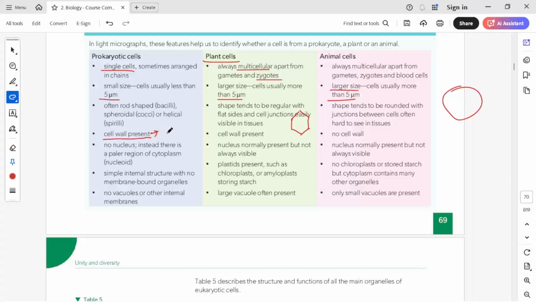So in prokaryotic cells, a cell wall is present, which is made up of, I hope you remember, peptidoglycan. Plant cells also have a cell wall which is made up of cellulose, and the fungal cell wall is made up of chitin, as we discussed earlier. So animal cells will not have a cell wall.